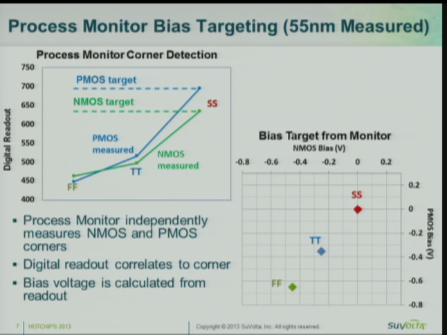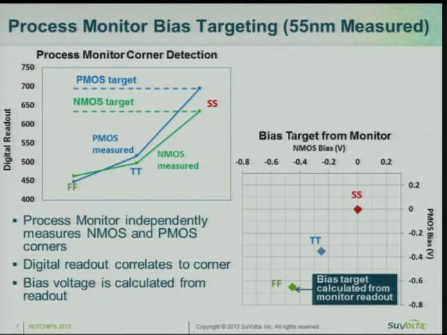And you can see here that the fast corner is on the bottom, the readout is lower than the typical corner, which is lower than the slow corner. In this particular case, we are using the SS zero bias as a target. And if you look at the chart on the bottom right, these are the biases that we've actually calculated from the performance monitor readouts. The fast corner is more biased than the typical, which is more biased than the slow.